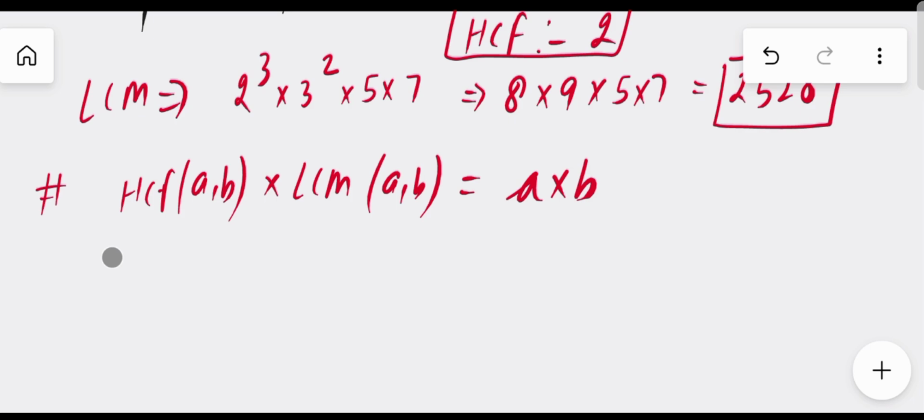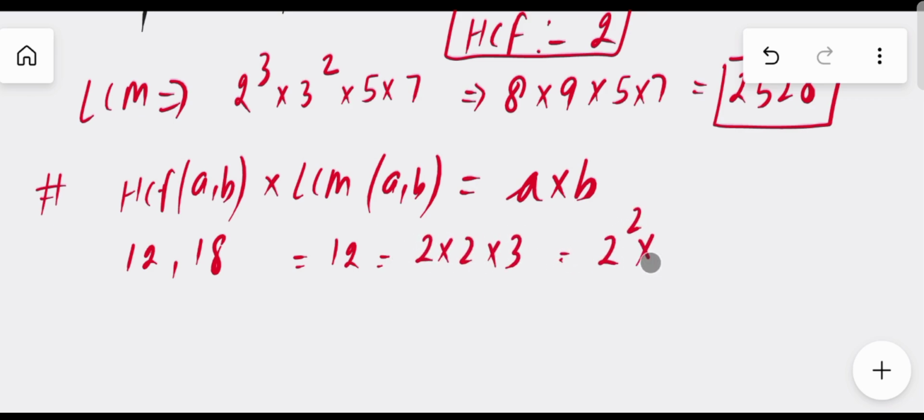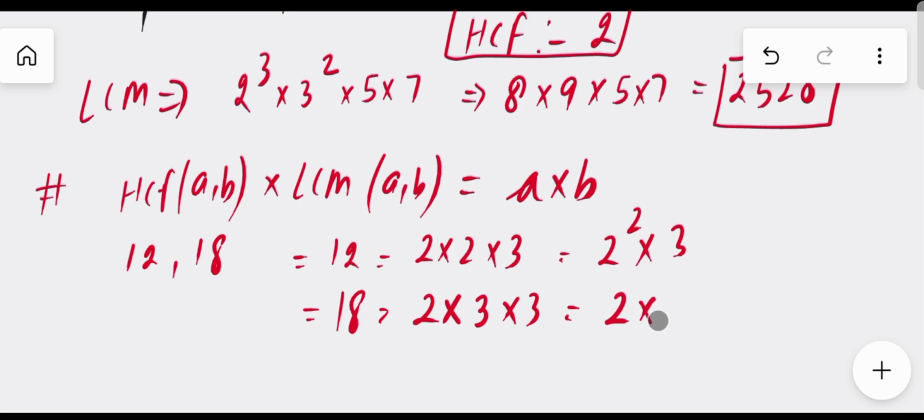Suppose I am taking an example, 12 and 18. First of all, what is the prime factorization of 12? We can write 2 into 2 is 4, into 3. So we can write 2 power 2 into 3. And 18, we can write 2 into 3 into 3, so 2 into 3 raised to the power 2. So for HCF, the product of the smallest powers: 2 is common, the smallest power is 2, and 3 is common in both, so the smallest power of 3 is 3 to the power 1. So 2 threes are 6, so 6 is your HCF.